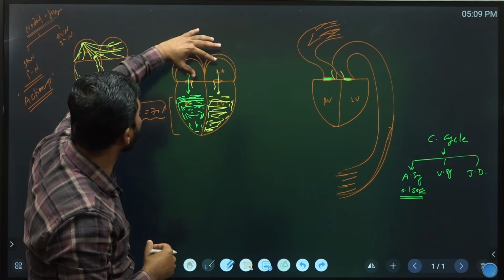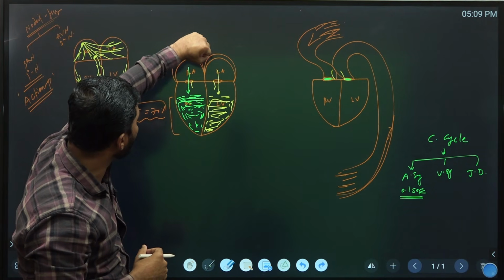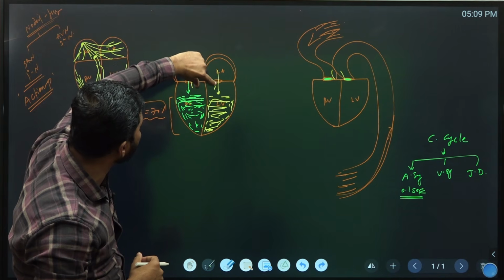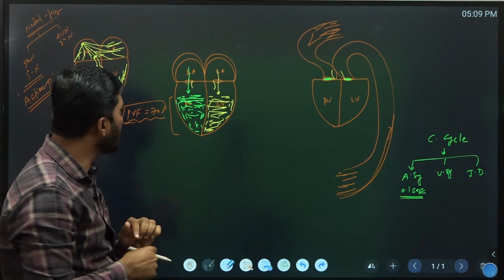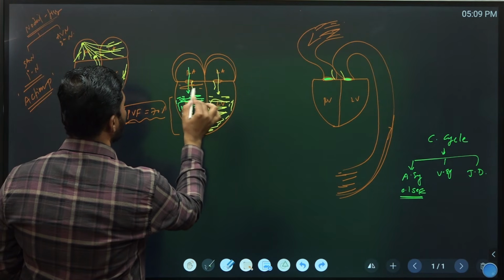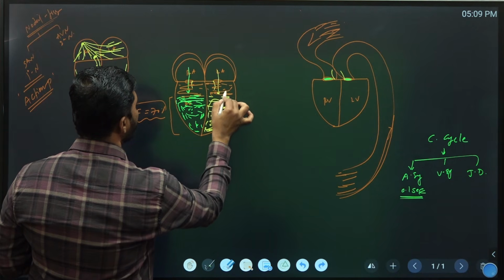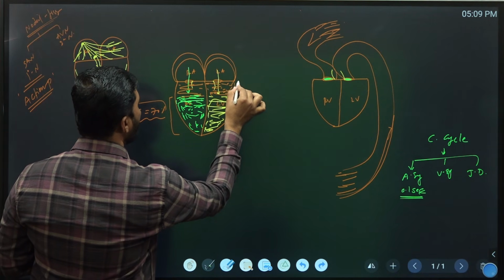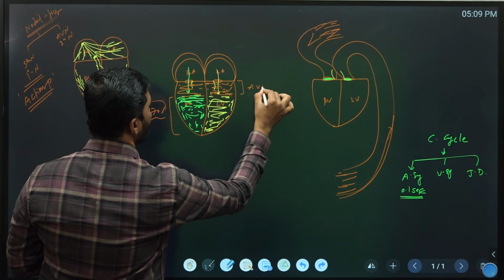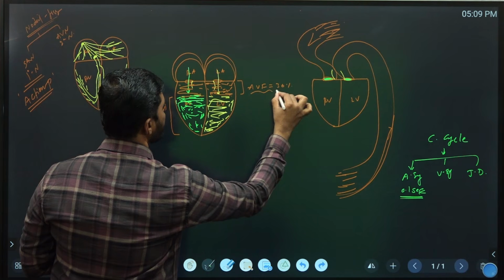What happened due to the auricle systole by this action potential? The rest of the auricle blood enters into the ventricles. The remaining rest of the blood is equal to 30% blood. This 30% blood enters into the ventricle. This is called active ventricular filling. Active ventricular filling is equal to 30%.